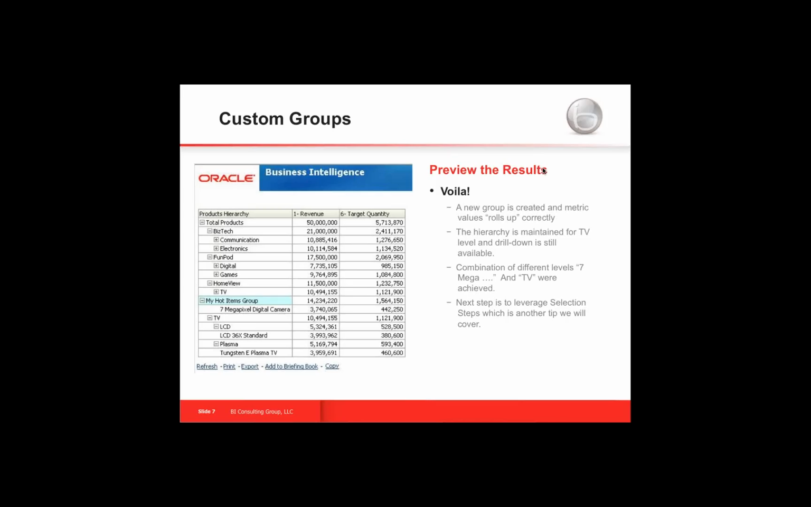Okay? And because we've done this using the custom group function, you can see that I've expanded TV, that level, to show LCD, and underneath it LCD 36X, and then likewise plasma. So custom group also allows us to get this flexibility of maintaining a drill down within the hierarchy. That flexibility is just amazing, and we think that's one of the new hot tips and tricks that comes along with OBIEE 11g in presentation services. And we could even take this a step further by leveraging a new function to OBIEE 11g called selection steps. And that's another tip that Marty's going to cover here in a few minutes.